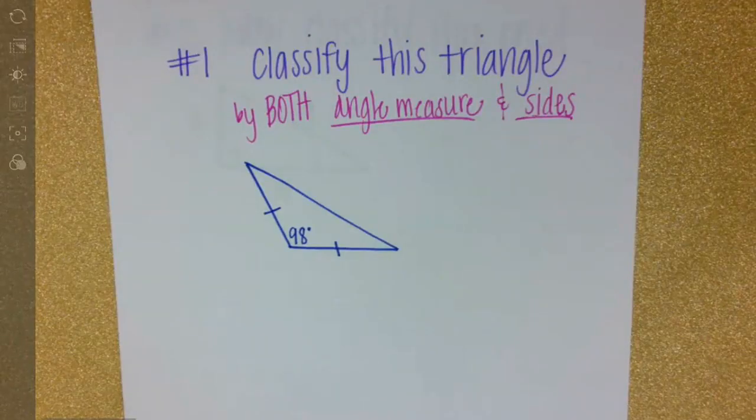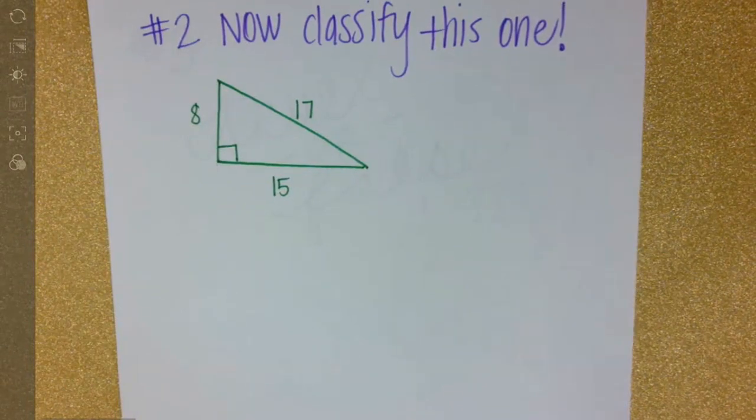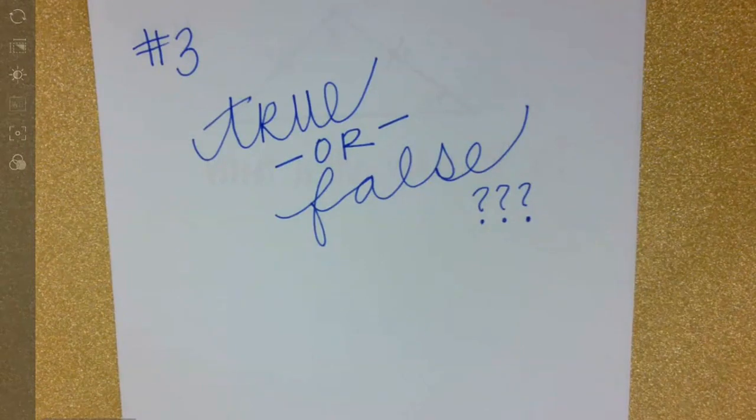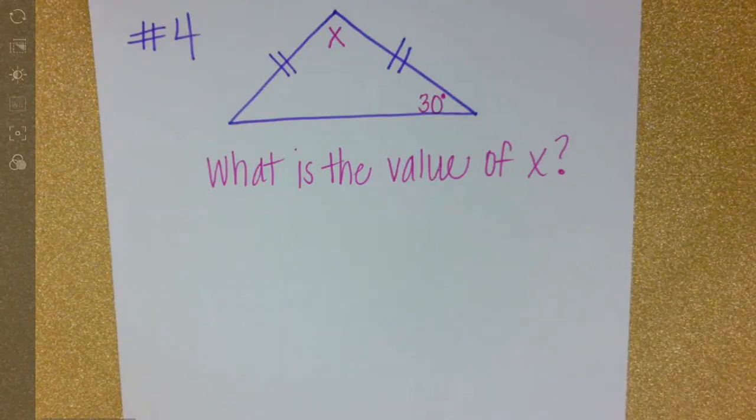All right, so we have a few questions for you to practice these ideas. Here's number 1, classify this triangle using both angle measure and sides. So you're going to be checking 2 of the boxes. Here's number 2. Same question, go ahead and classify this one by both angles and sides. Okay, number 3 is a true or false question. Go ahead and read it there. And number 4 is asking you to solve for x.